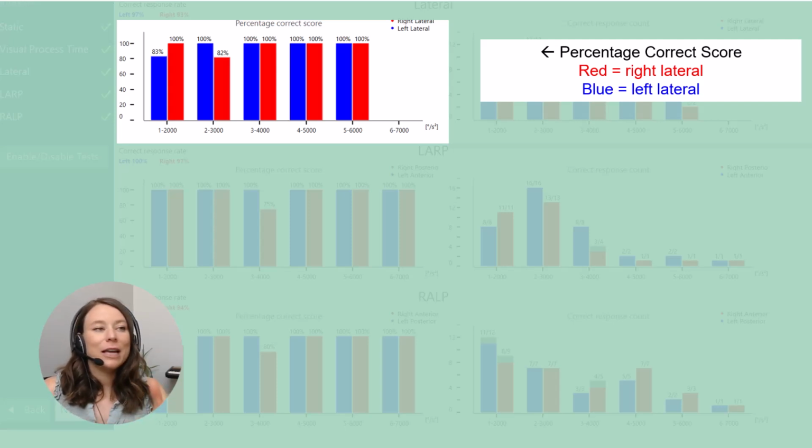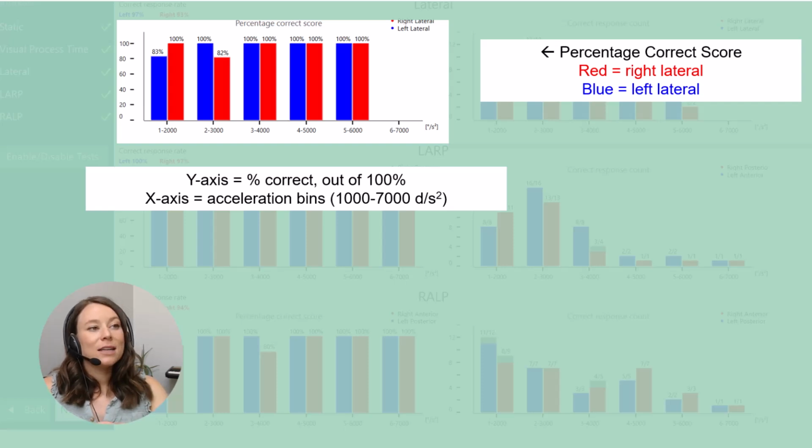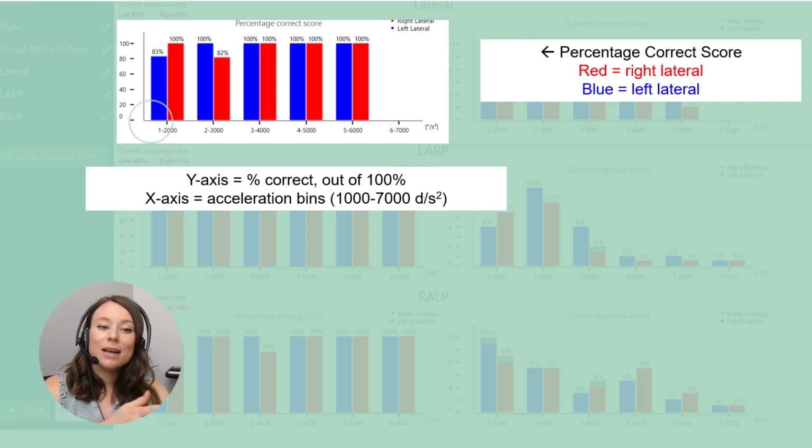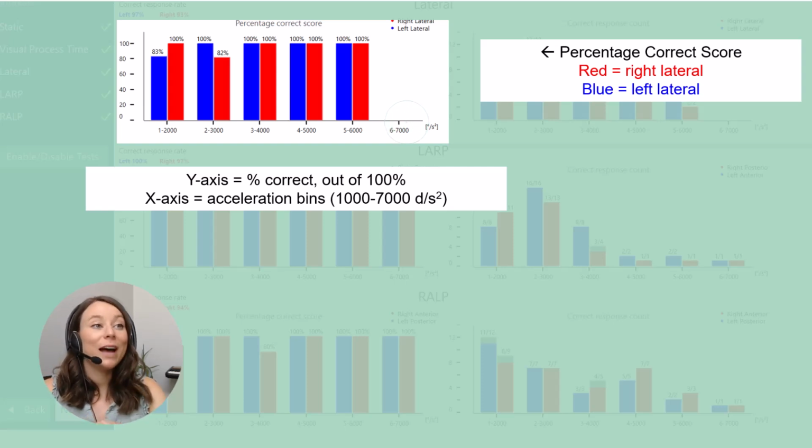So this is a very easy visual way to see how the right and the left ear did in this test. The y-axis looks at the percentage correct, and ultimately, if a patient performs perfectly, you're going to see 100% across the board. So you'll see 100% in every single speed bin. The x-axis shows our acceleration bins, and this is the speed of head movement. We look at 1,000 to 7,000 degrees per second squared. So on the left side of our graph are the slower head speeds. On the right side of the graph are those faster head speeds.